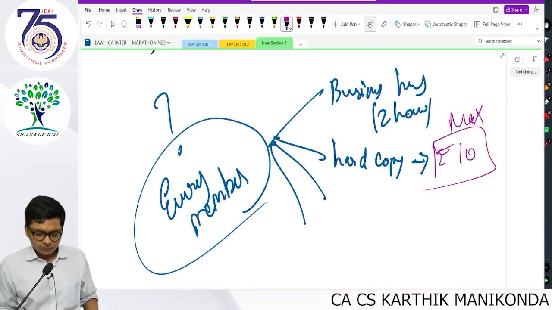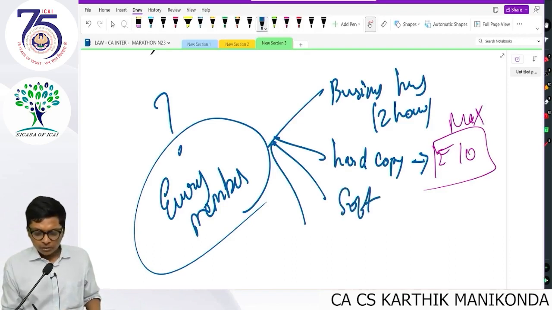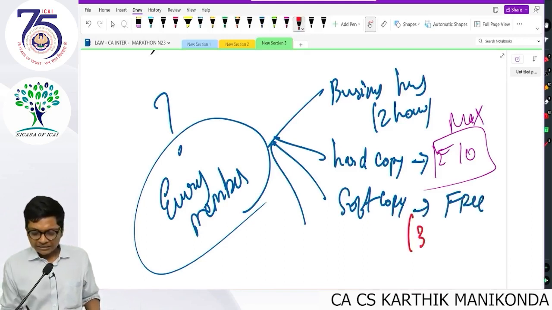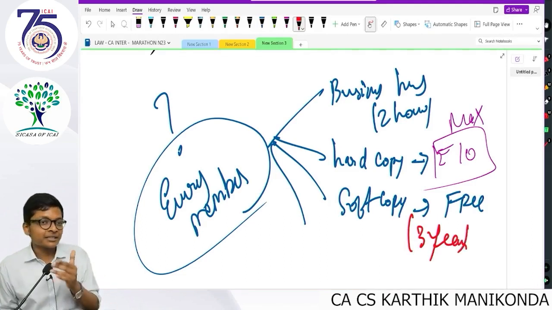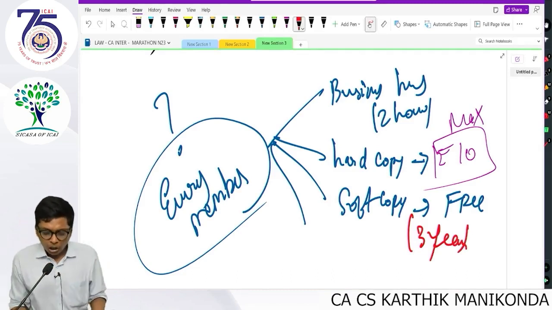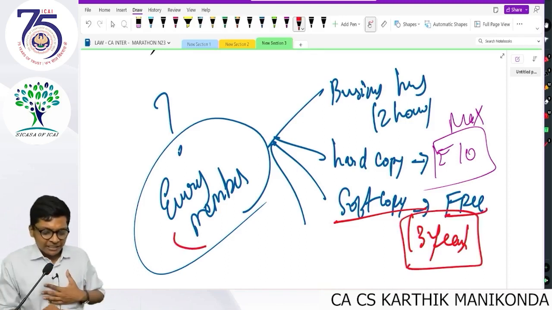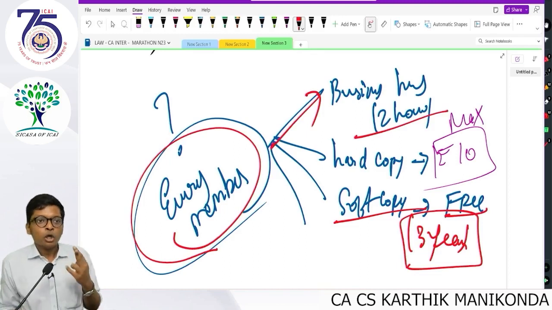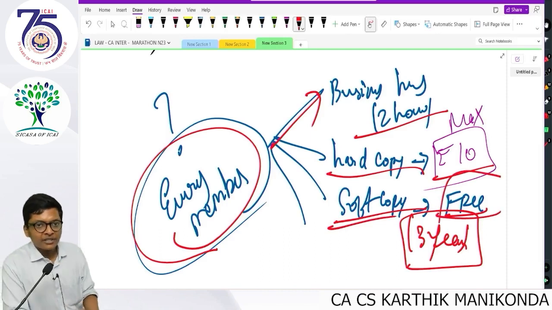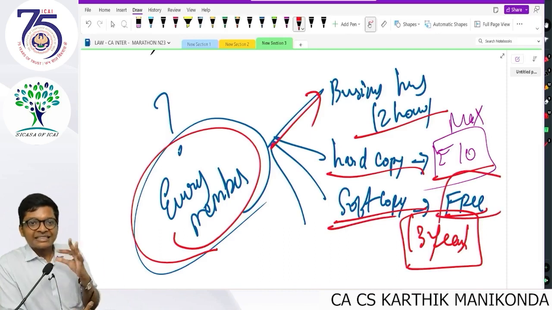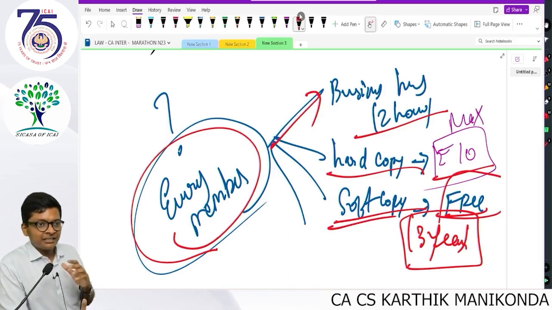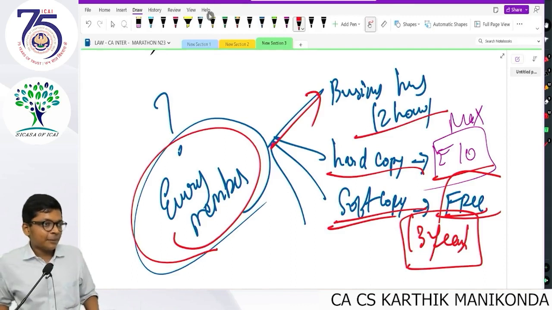Are you following, guys? Next, can I get a soft copy? For the last 3 years. Why the last 3 years? The Companies Act came in 2013. Only 3 years would have been readily available in soft copy. Before that it would have been hard copy. So the law says a soft copy can be asked for by a member for the last 3 years. So for inspection, any member can inspect during business hours, maximum 2 hours window. Hard copy, yes, 10 rupees. Soft copy can be given free of cost, but for the last 3 years. Anything else regarding minutes, guys? Inspection, that's it. With this the meeting chapter comes to an end.